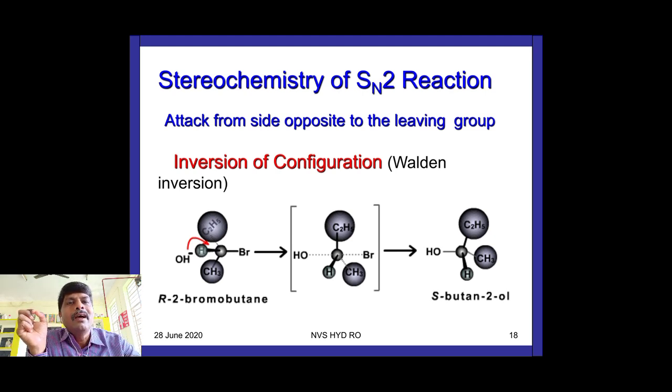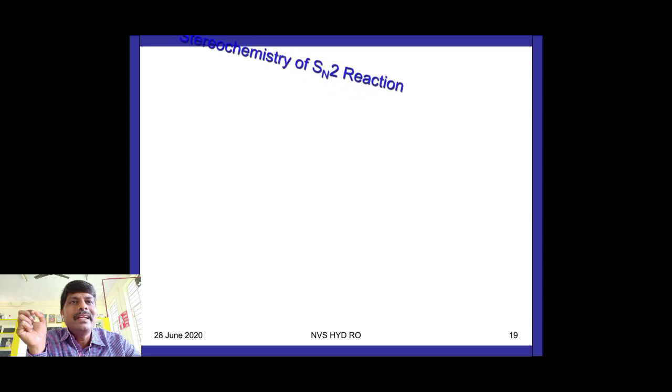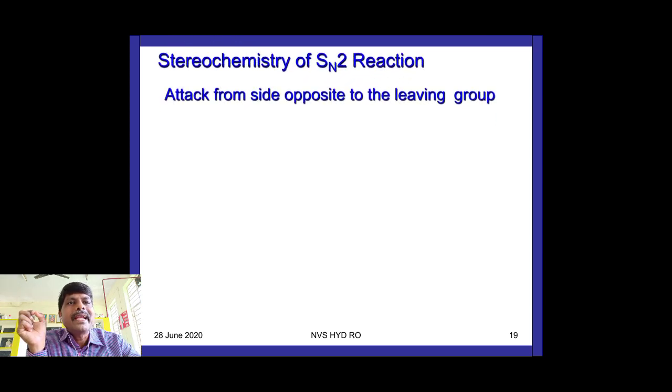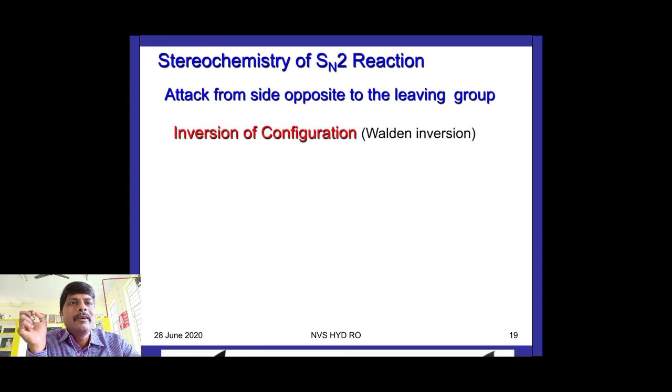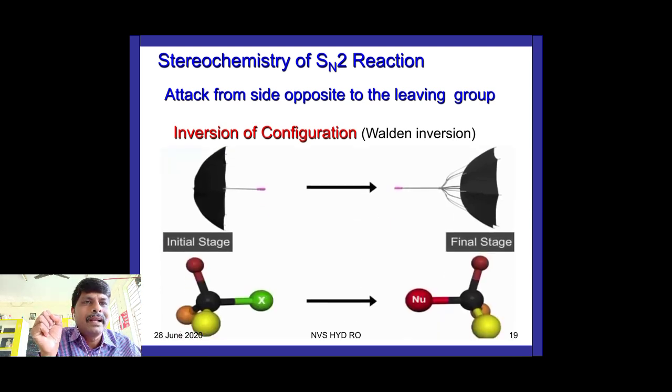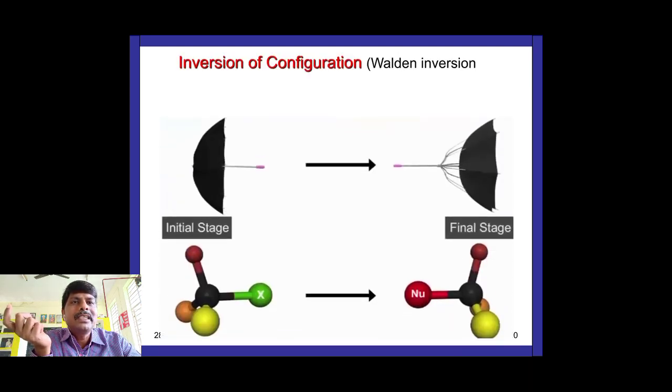This is also called Walden inversion. So the attack is from the side opposite to the leaving group, giving inversion, like you see with an umbrella here. So it is the original position. Inversion: you keep that umbrella in heavy wind, then it will be inverted, turned inside out. So in this type of configuration, if you take dextro, the reverse, opposite configuration will come, levo. From initial stage to final stage, dextro will become levo. So this is inversion, Walden inversion, which you find in the SN2 mechanism.